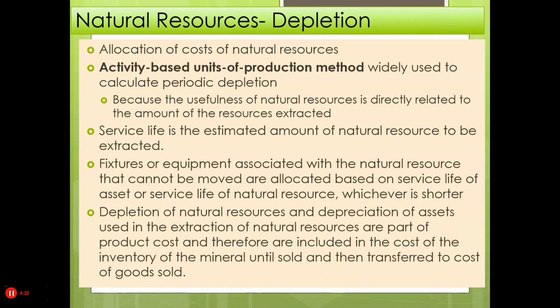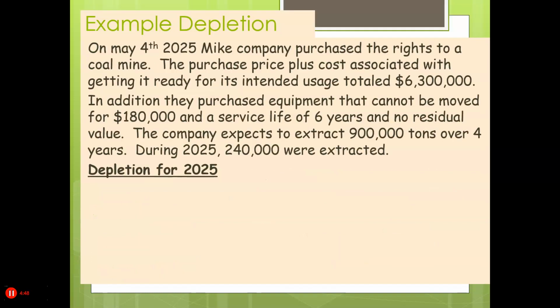Depletion of natural resources and depreciation of assets used in the extraction of natural resources are part of product cost, and therefore included in cost of goods sold, and stay in inventory until the units are sold. So let's take a look at an example.